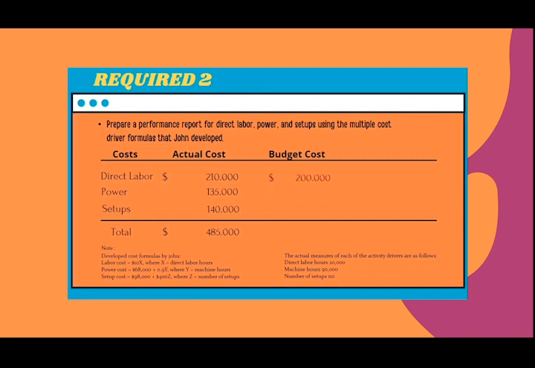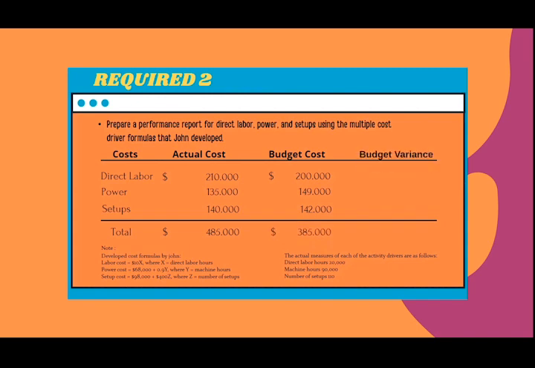As we can see, the budget cost of labor is $10 multiplied by X, where X is direct labor hours, so the amount is $200,000. Then the budget cost of power is $68,000 plus 0.9 multiplied by Y, where Y is machine hours, so the amount is $149,000. Then the budget cost of setups is $98,000 plus $400 multiplied by Z, where Z is the number of setups, so the amount is $142,000. So the total budget cost is $385,000.